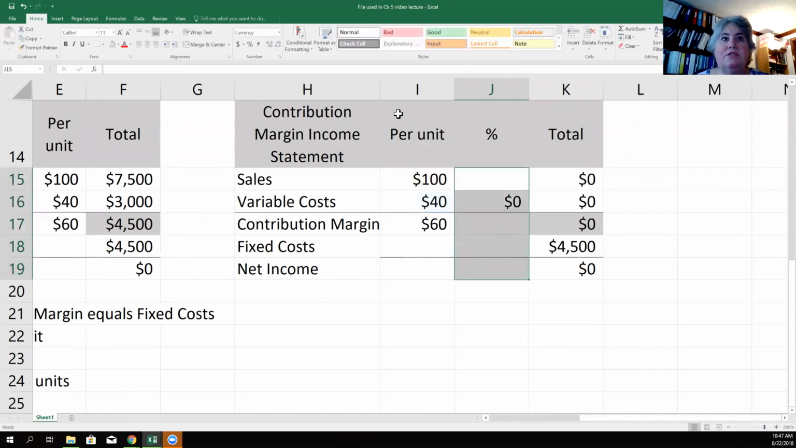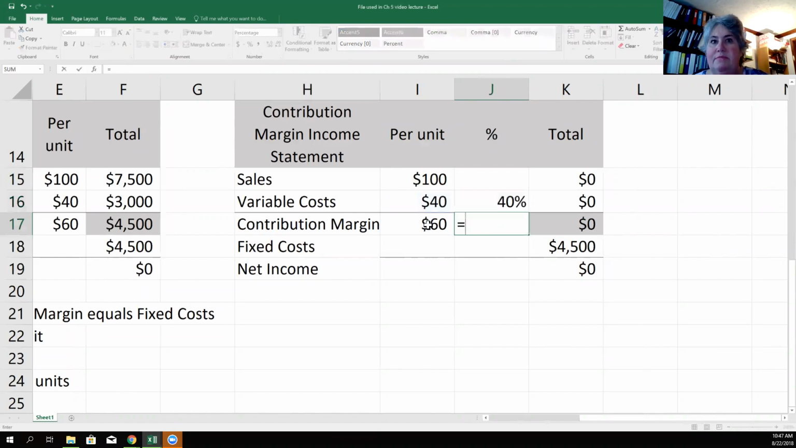And we're going to turn all these into percents with no decimal places. And we'll do the same thing here. Contribution margin then is 60% of the selling price.